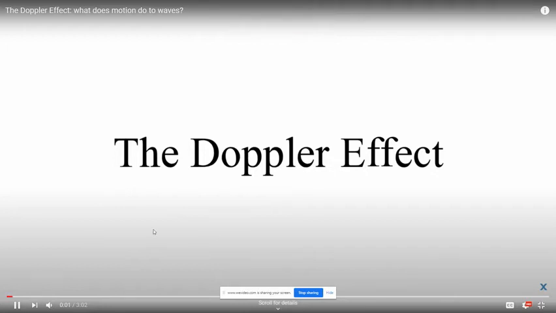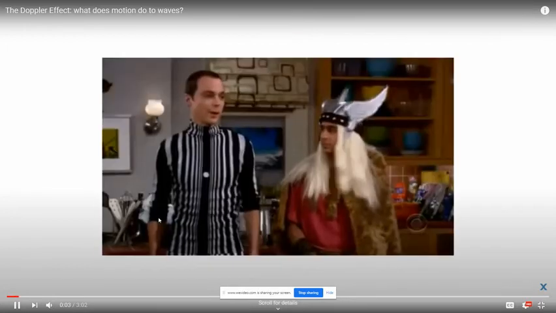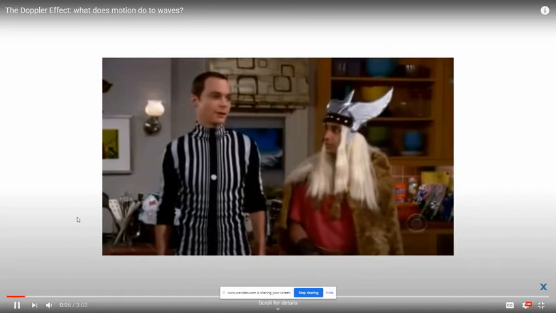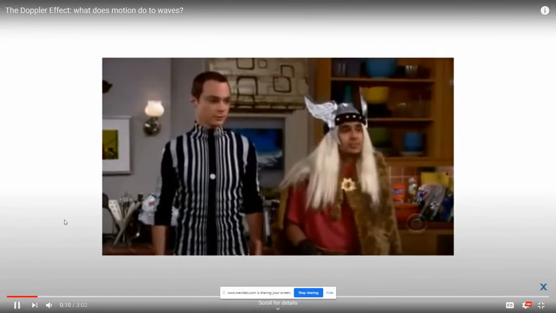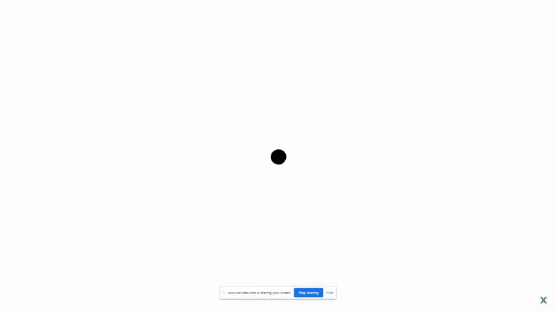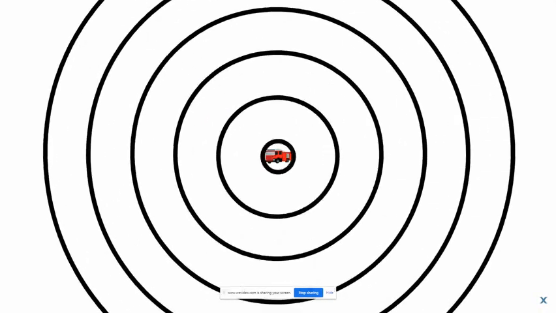The Doppler effect. In Shelton's words, it's the apparent change in the frequency of a wave caused by relative motion between the source of the wave and the observer. The Doppler effect is perhaps best explained visually. So here's a thing that is emitting waves. It could be a fire truck emitting sound, it could be a star emitting light, it could be a duck creating ripples on a pond. Those are all waves, and they all look something like this.